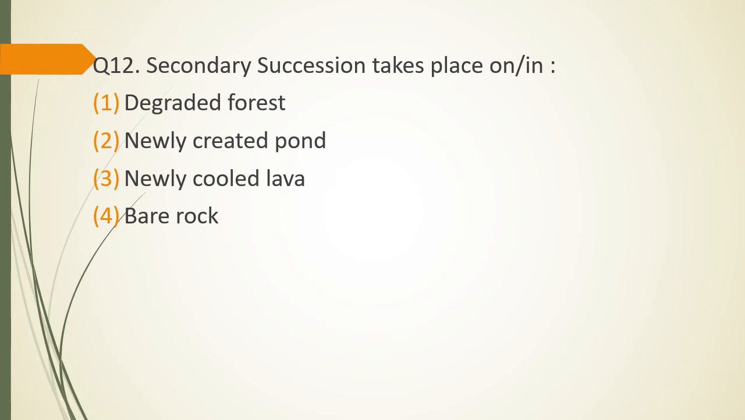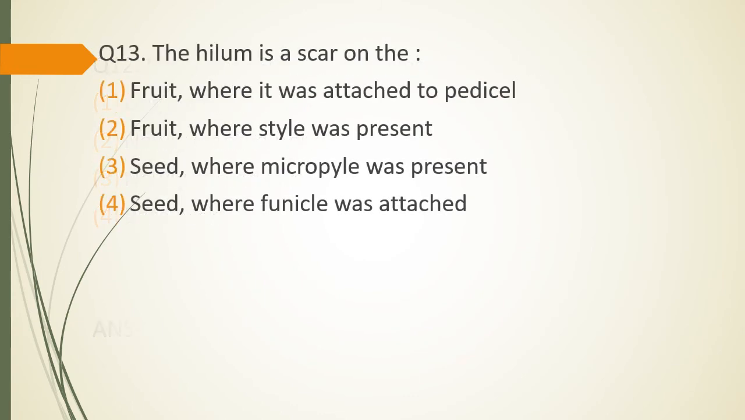Question number 12. Secondary succession takes place on or in degraded forest, newly created pond, newly cooled lava or bare rock. Secondary succession. Correct answer is option 1, degraded forest. Question number 13. Hilum is a scar on fruit where it is attached to pedicel, fruit where stylus was present, seed where micropyle was present, seed where funicle was attached. The correct answer is option 4.